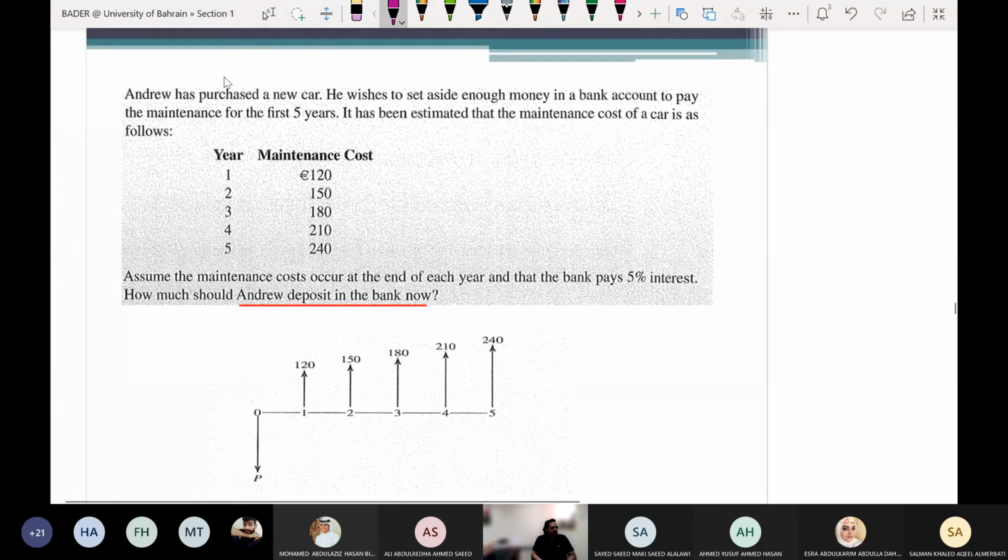It says Andrew has purchased a new car. He wished to set aside, and he takes and puts aside enough money in a bank account. Okay, he's going to put the money in a bank account to do what? To pay for the maintenance for the first 5 years. يعني, and it has been estimated the cost. معناته is like Zayani says to you, the maintenance for the first year, second year, up to year 5 the package, and this is actually a commitment.